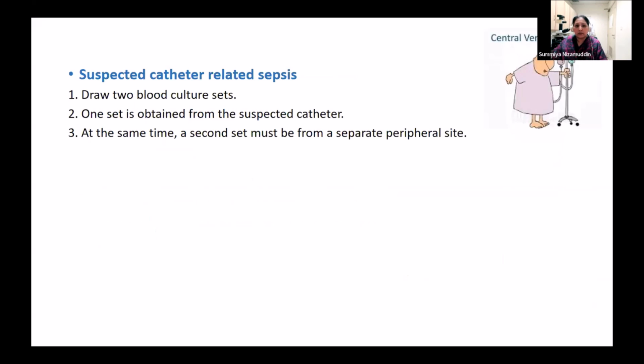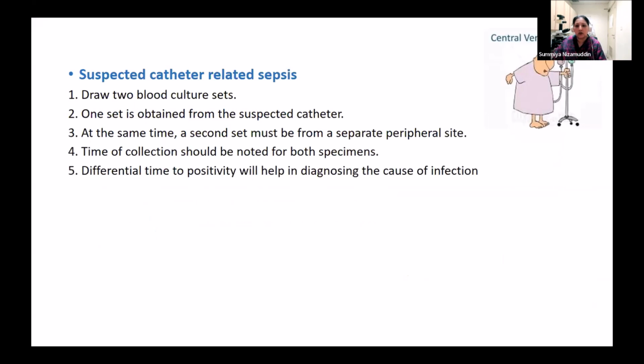So just repeating myself over here. If you're suspecting catheter-related sepsis, you always have to draw 2 cultures. One set is drawn from the suspected catheter. The second set is drawn from the peripheral site. You have to ensure that both of these blood cultures are drawn at the same time. So it's always better to mark the time of collection on the blood culture bottle or on the test request form. And differential time to positivity will help you in diagnosing the cause of infection.